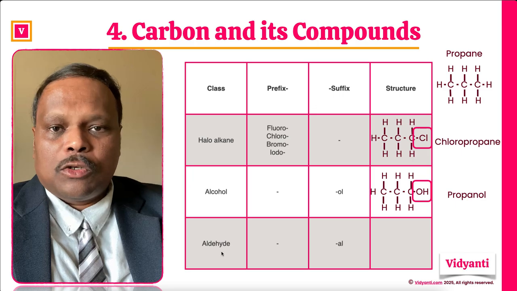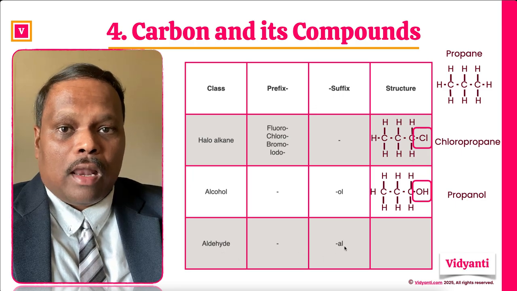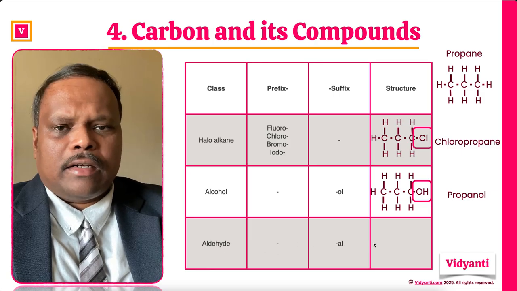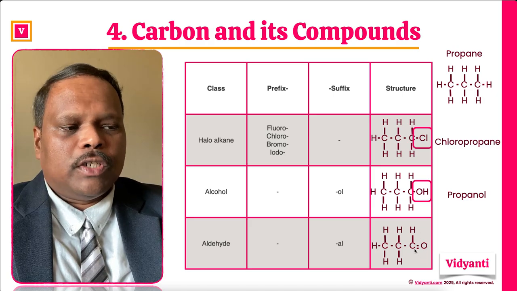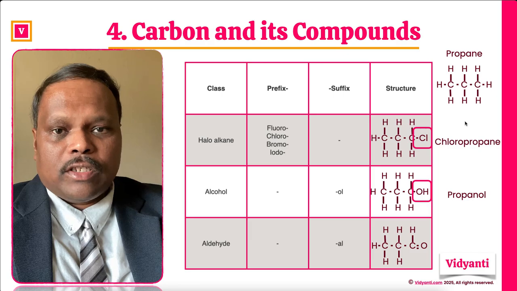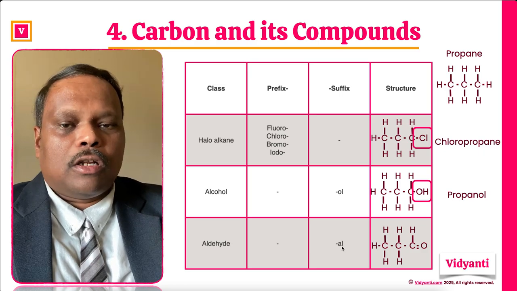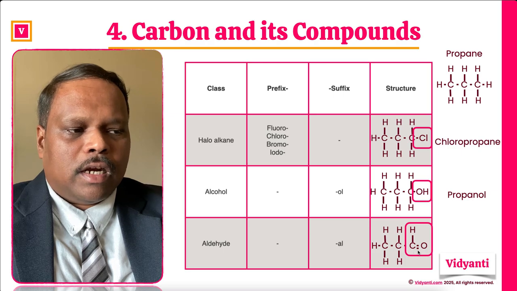Let's go to the next group, aldehyde. For aldehyde there is no prefix, the suffix is AL, to indicate it is an aldehyde, and it is characterized by the carbonyl group, which is CHO. The base reference material is still propane, and it will now be propane aldehyde, or in short, propanal. So that is the name of this compound, because of this HC double bond O.